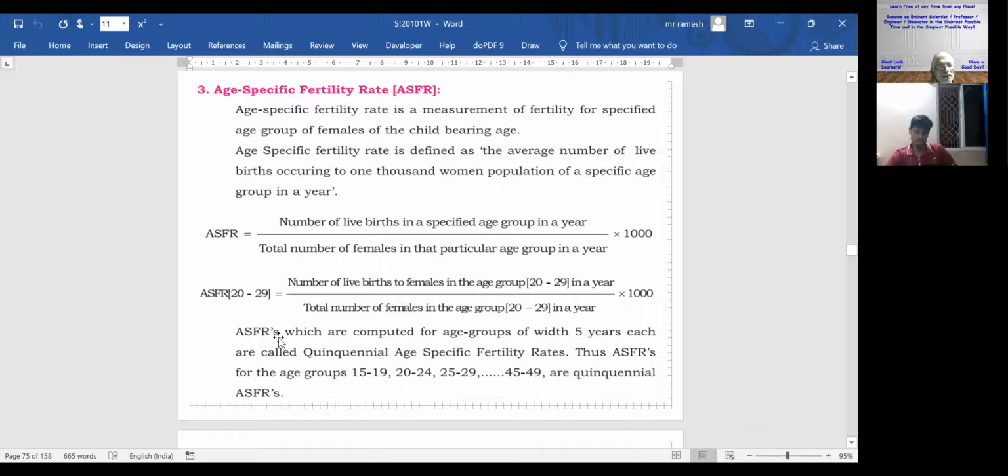Okay. So ASFR, age specific fertility rate, is computed for age groups of width 5 years each. They are given the name Quinquennial age specific fertility rates. Therefore, ASFRs for the age groups 15 to 19, 20 to 24, 25 to 29, etc. are called quinquennial ASFRs.